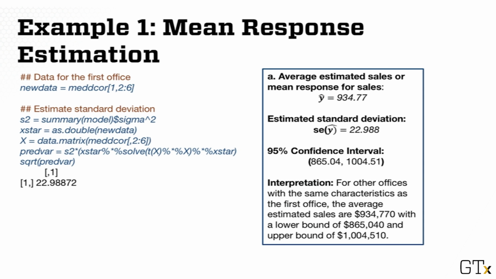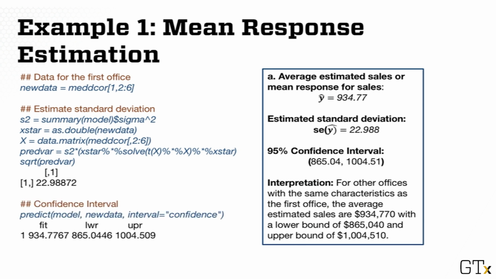We also need the X star, which is the new data where the values of the characteristics of the predicting variables for the first office. And also big X, which is a design matrix, consists of all values of the predicting variables for all offices. And then we put this together in the next row, based on the formula of the variance, and in order to get the standard deviation, we take the square root of this value.